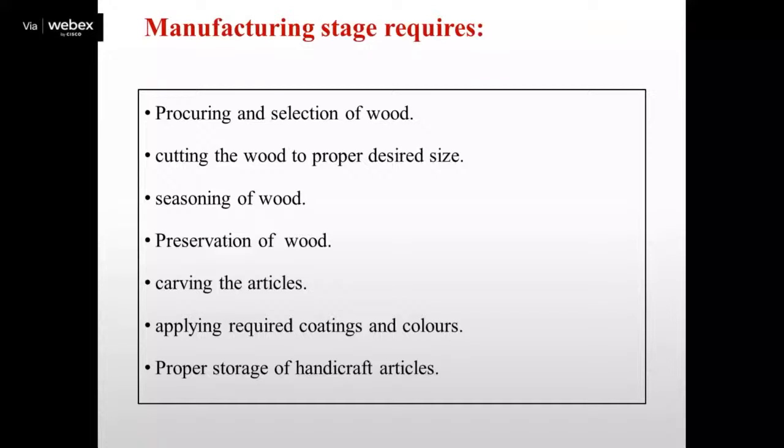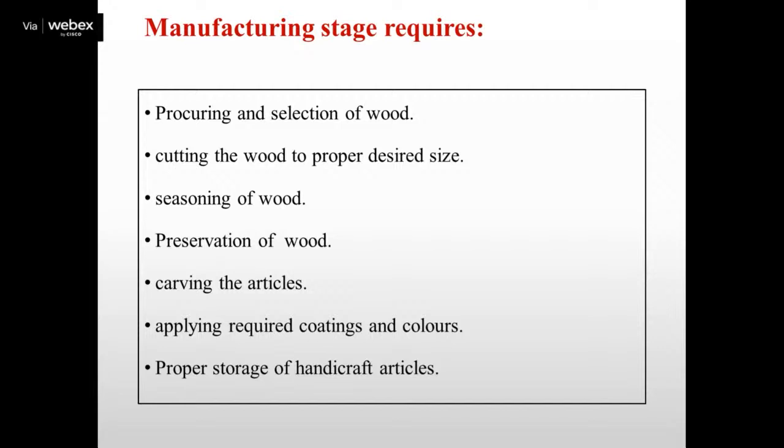So the manufacturing stage of any wooden handicraft requires procuring and selection of proper wood, cutting the wood to the desired shape or size, seasoning of wood, and then preservation of wood, and after that carving the articles and applying the required coatings and colors, and proper storage. These are all the steps to be followed when you are making handicraft articles.